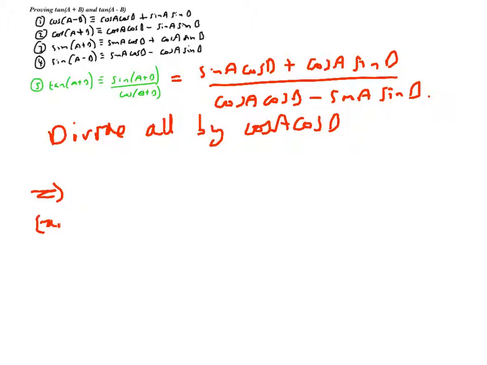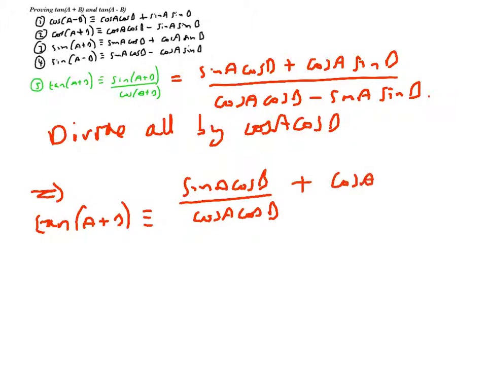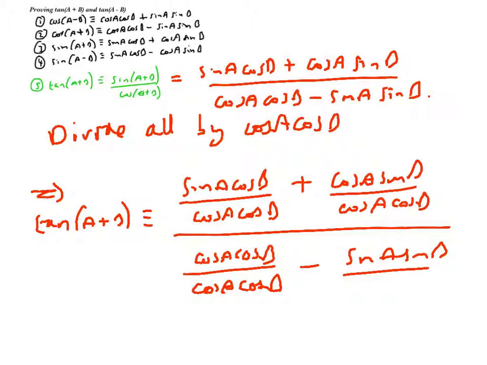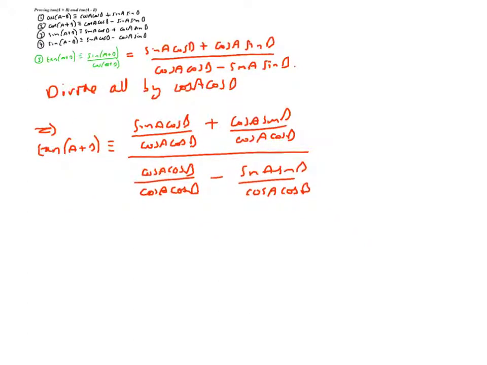So this implies that tan(A + B) always equals sin A cos B over cos A cos B, plus cos A sin B over cos A cos B, so every term is being divided by cos A cos B, and minus sin A sin B over cos A cos B. Now from here I can see that this cos B and cos B cancels to 1, and this turns to tan A. This cos A and cos A cancels to 1, and this turns to tan B. And finally, these two are the sum of tan A and tan B.